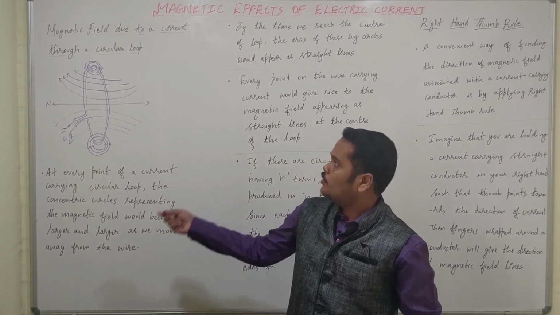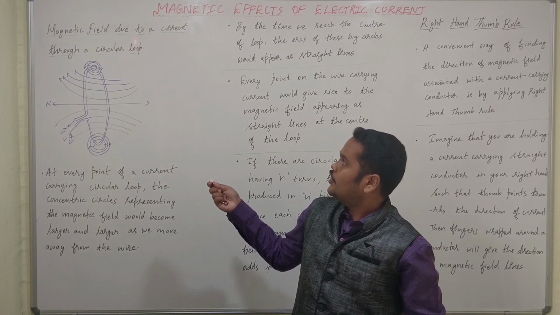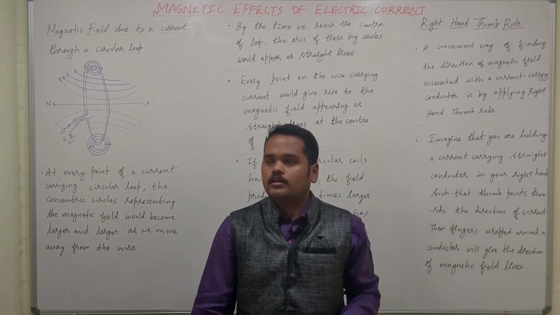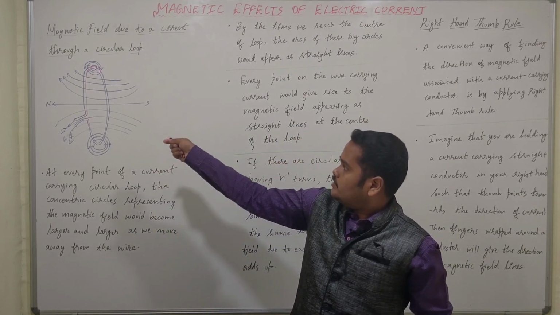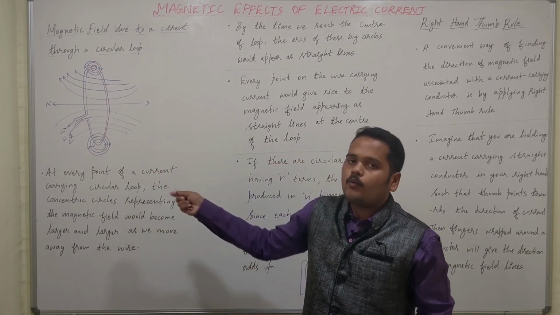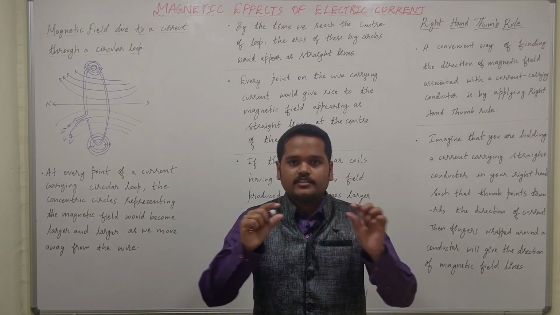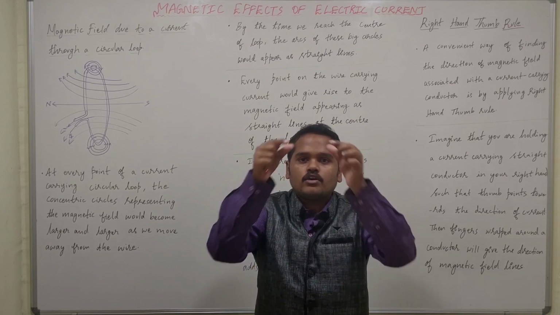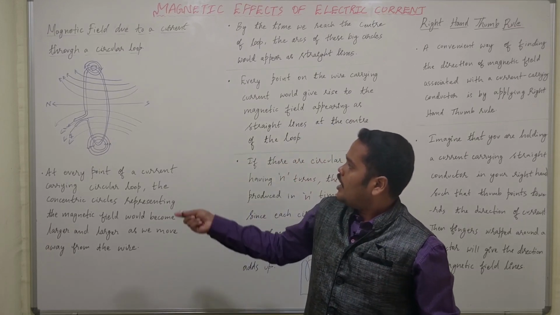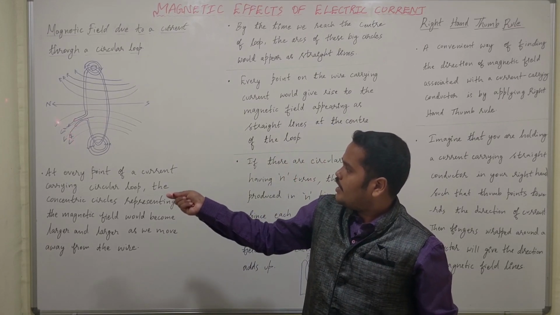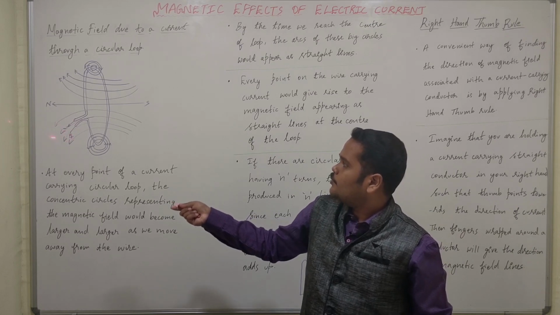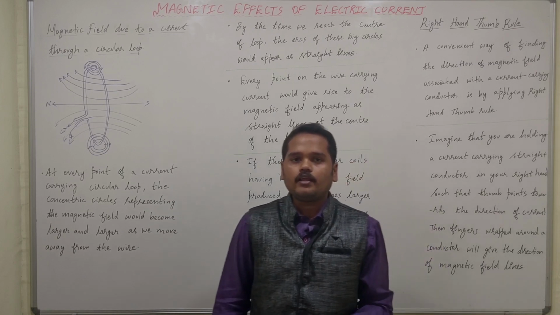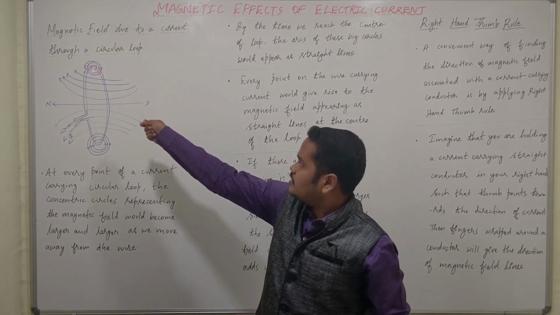Now we will go to magnetic field due to a current through a circular loop. Here you can see a circular loop. How is this circular loop made? A wire is taken and it is bent in the shape of a circular loop. It is connected to the positive and negative of the battery in order to give current to this entire circular loop.